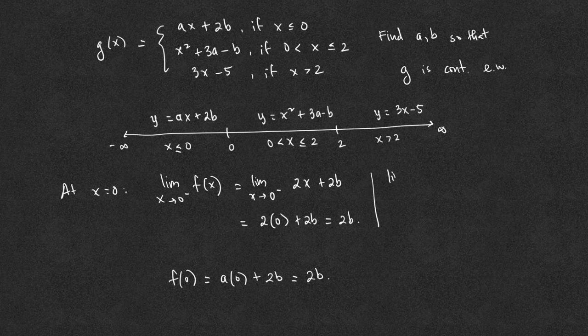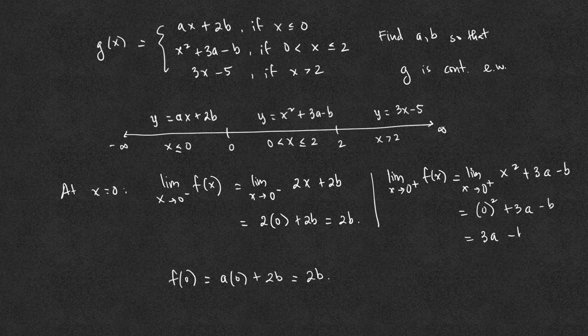For the right-hand side limit, as x approaches 0 from the right, we have to use the formula on the right-hand side of 0, which is x squared plus 3a minus b. This is a quadratic, or a polynomial, so we will simply plug in 0. And so the limit on the right-hand side of 0 is 3a minus b.